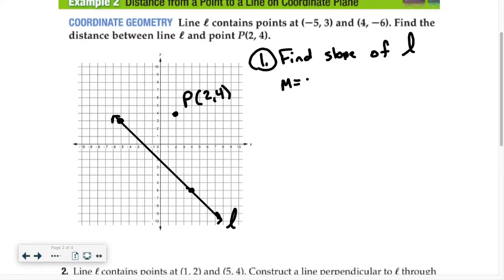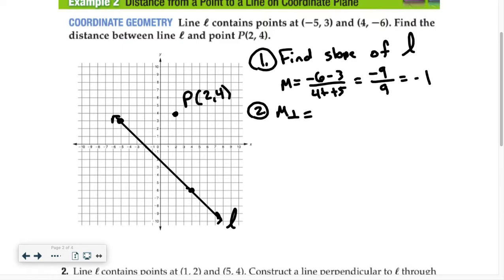So subtracting the y values, -6 minus 3, over subtract the x values, 4 minus -5. So that's -9 over +9. So the slope of line L is -1. Second thing we need to do is find the slope perpendicular to L. So the slope perpendicular to L would be the opposite reciprocal.